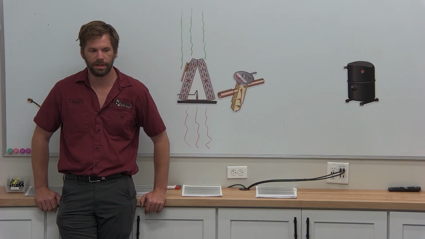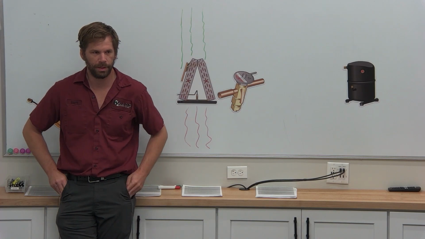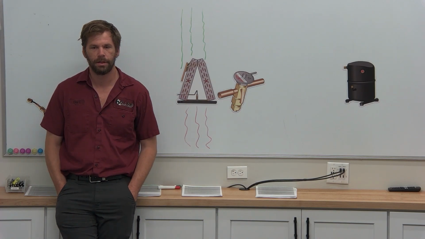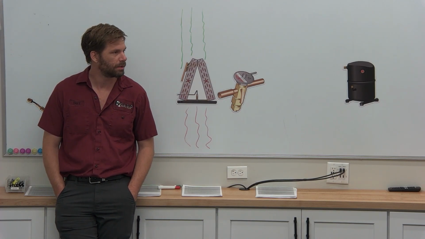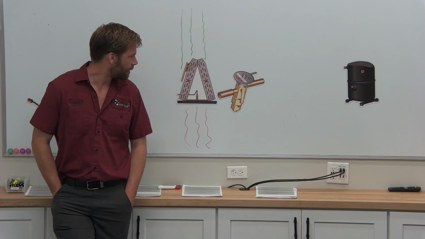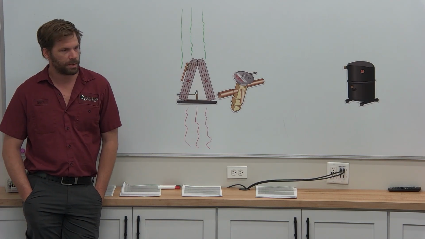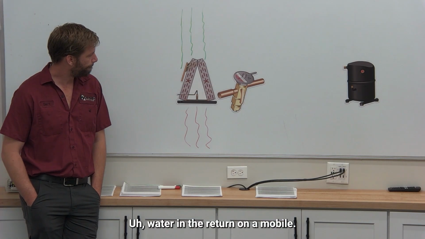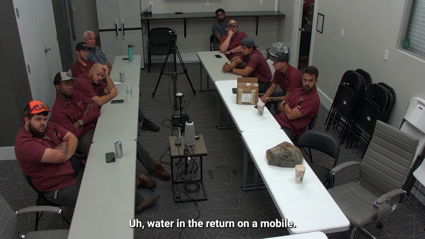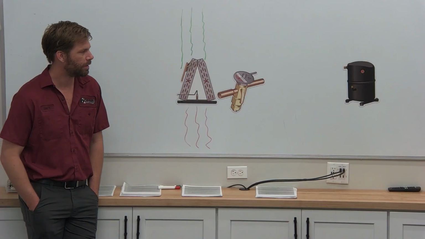On the Infinities, they will rev up really high and pull insulation off the side panels. So yeah, insulation design has gotten worse with Carrier. Yeah, that's a good one. What's another thing? Water in the return on a mobile. Okay, blockage in the ductwork. Yeah. What's another thing that could cause less of a heat load on the coil?